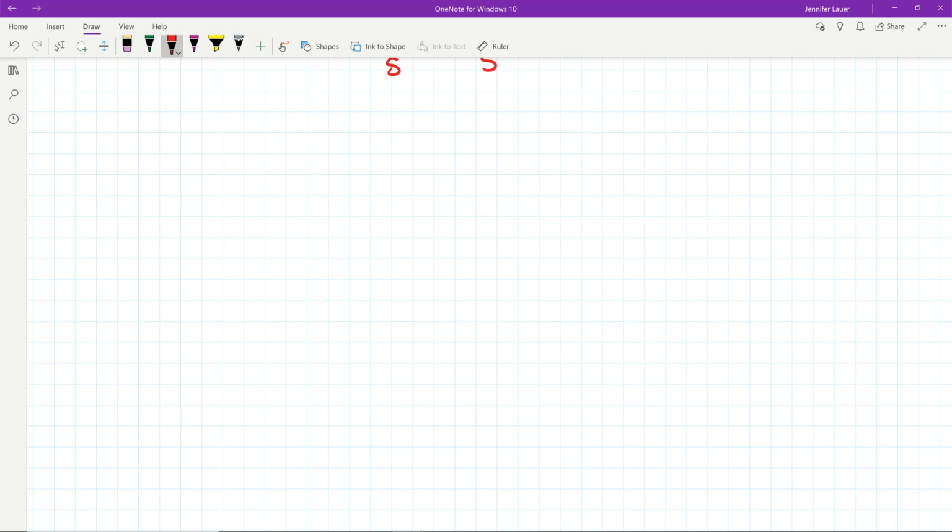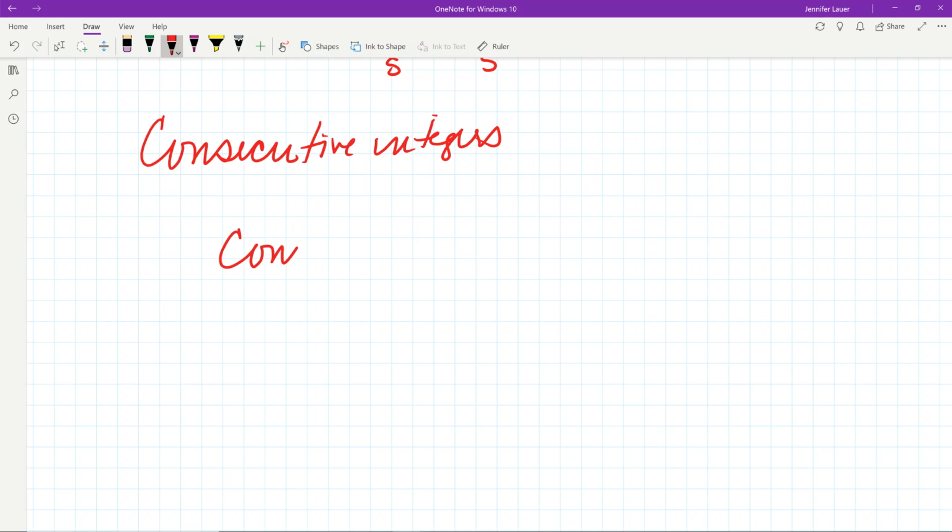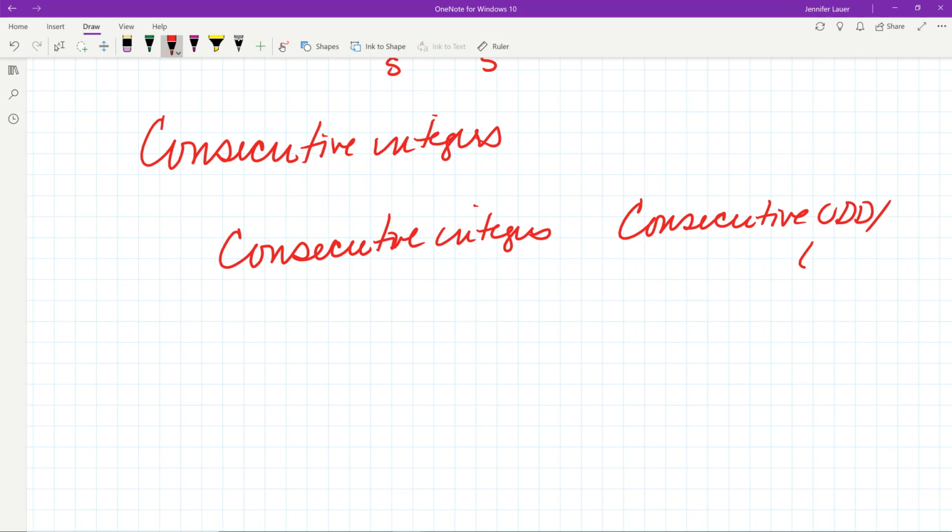So today we're going to be talking about consecutive integers. First of all, you're going to be introduced to two types. You can have consecutive integers, just like what I just wrote, or you're going to see something that says consecutive odd or even. You treat these the same way. So if it's consecutive integers, these are the equations you're going to use.